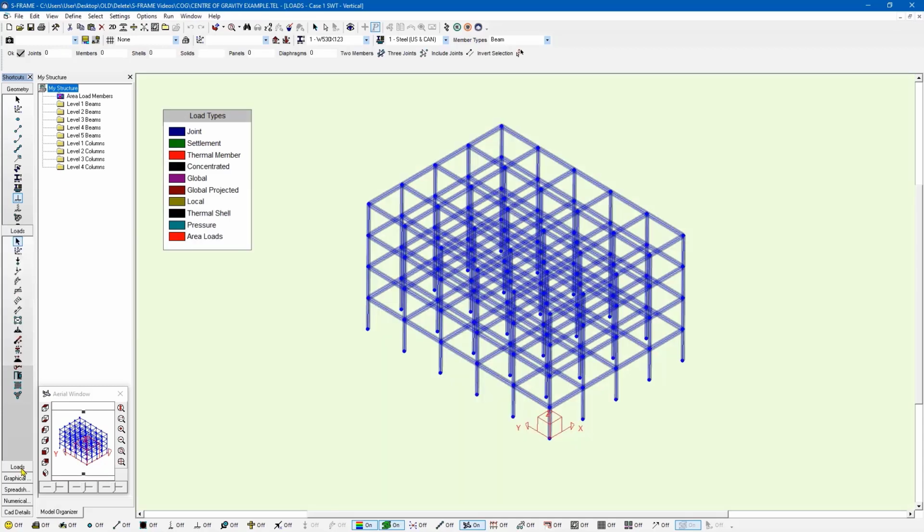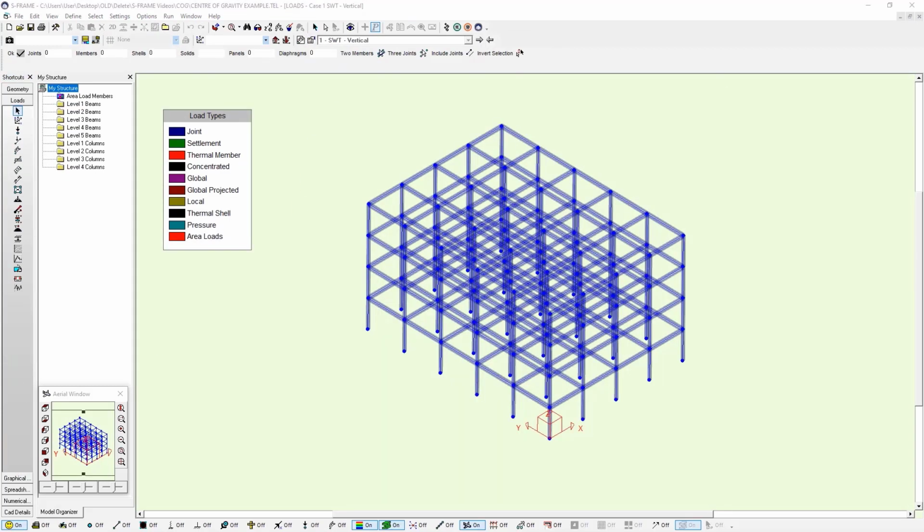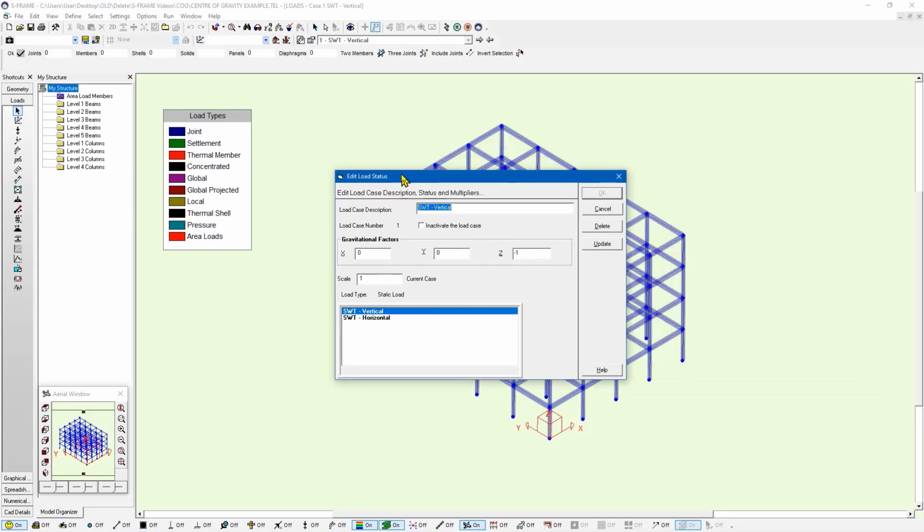If I look at my loads, I've got my self-weight vertical load case, which I would normally just call self-weight, but I want to distinguish the two for the sake of this video. The self-weight vertical load case would be your typical self-weight load case where we have a gravitational factor in the z-axis of negative 1.